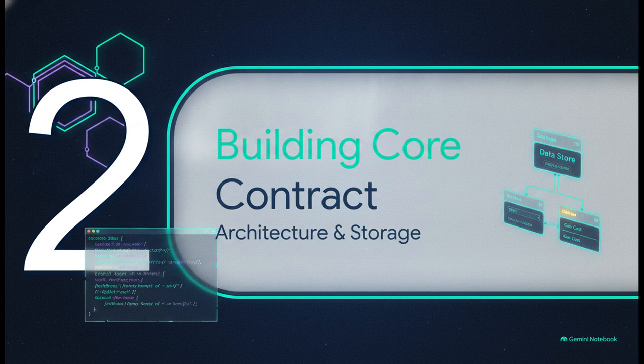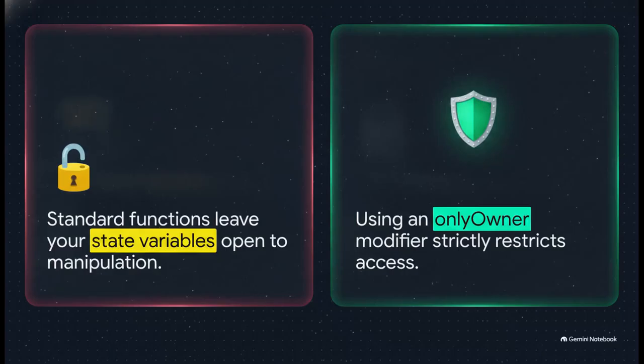Moving right along to Section 2, Building the Core Contract. Let's start the build by looking at the core architecture and storage layout of a modern Solidity contract. Notice the difference here. A standard basic function leaves your contract wide open for anyone to call and manipulate. But by adding a simple modifier like OpenZeppelin's onlyOwner, bam, you instantly restrict access to critical state variables. It's a fundamental architectural choice that dictates exactly who holds the keys to your system.